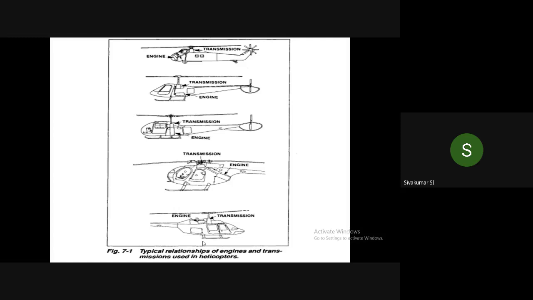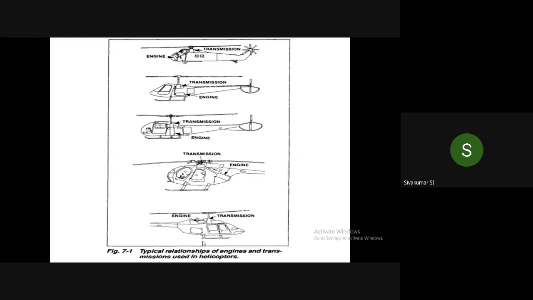Okay. Then another modification they have done: they fitted the engine at the rear, and from the rear the shafting has been done to rotate the transmission system, and from the transmission system the power is transmitted through the various assemblies of gears to rotate the main rotor. That is one arrangement.